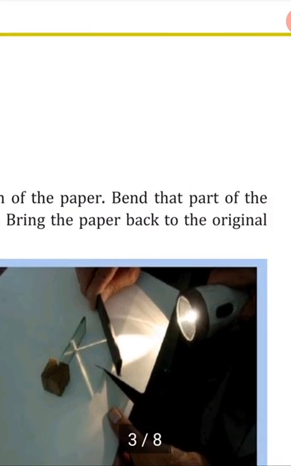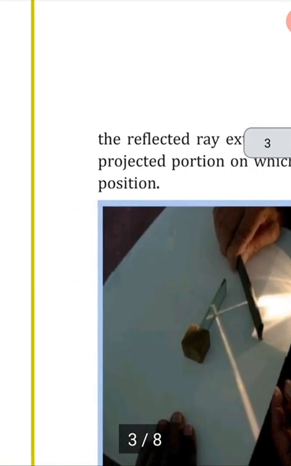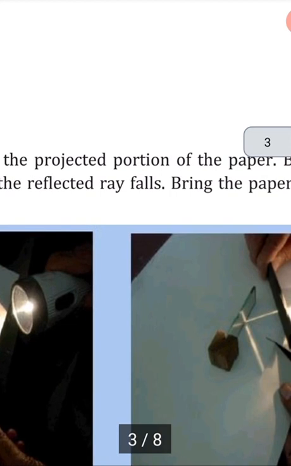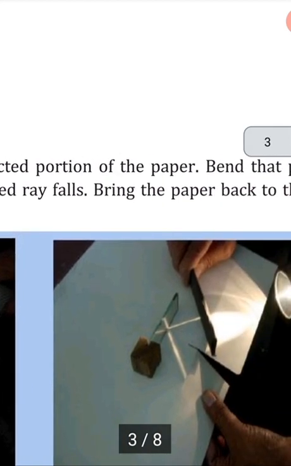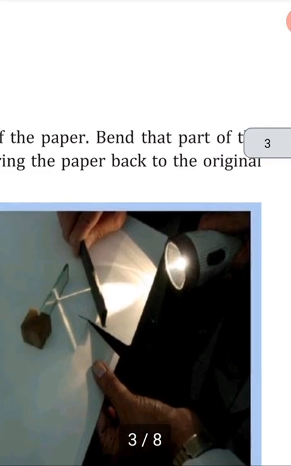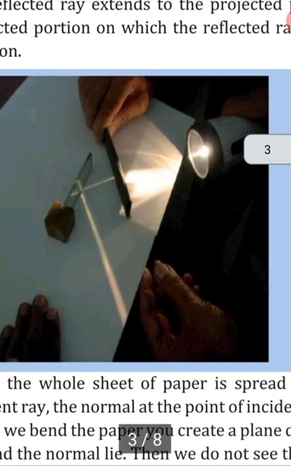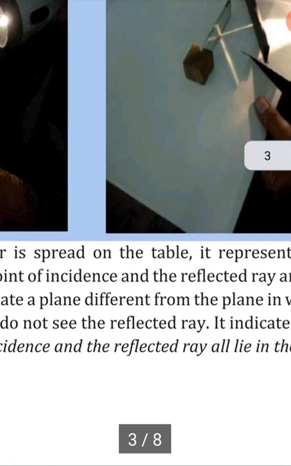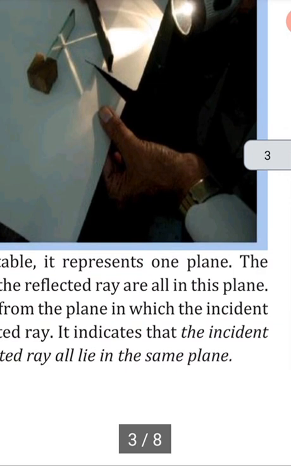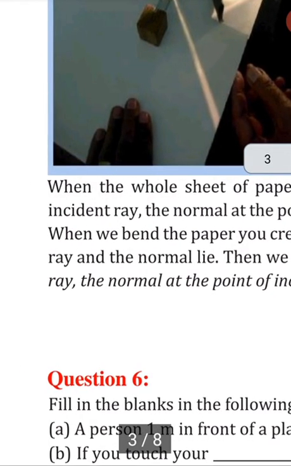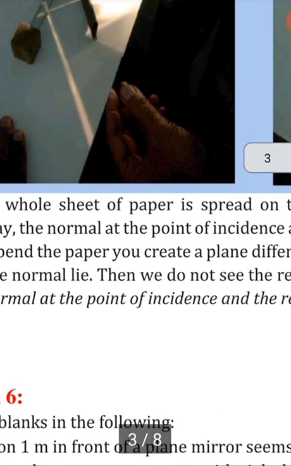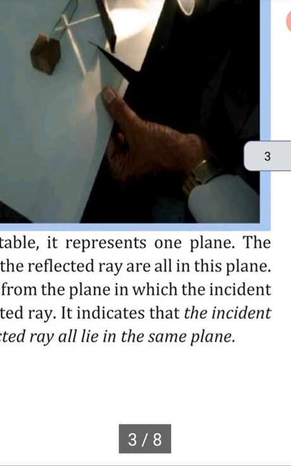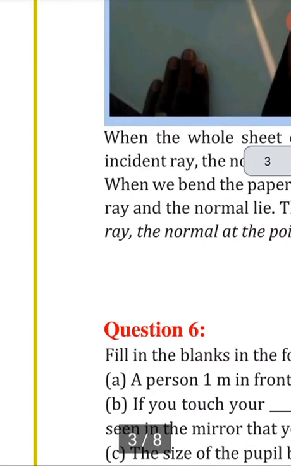Bend that part of the projected portion on which the reflected ray falls. Bring the paper back to the original position. When the whole sheet of paper is spread on the table, it represents one plane. The incident ray, the normal at the point of incidence, and the reflected ray are all in this plane.